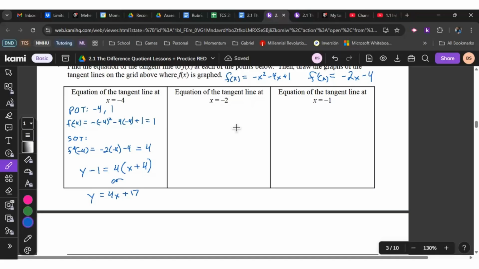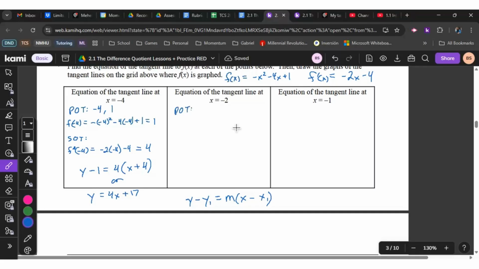You got confused on how to take what? Which part? So remember, the form is y minus y1 equals m times x minus x1. That's our slope-point form. That's how we write the equation of a line.